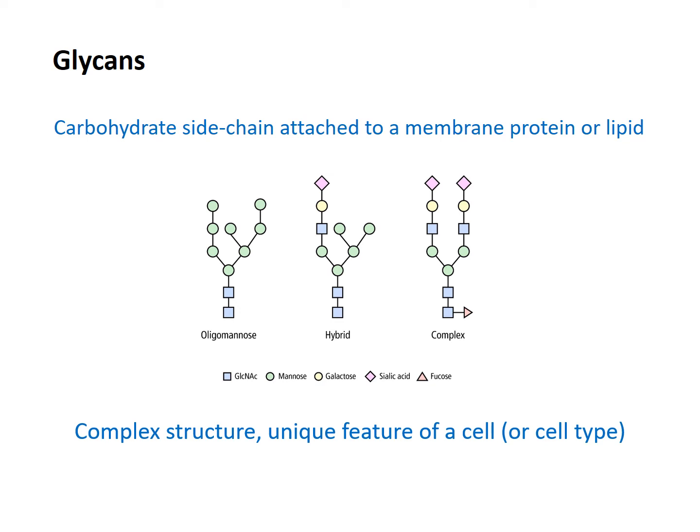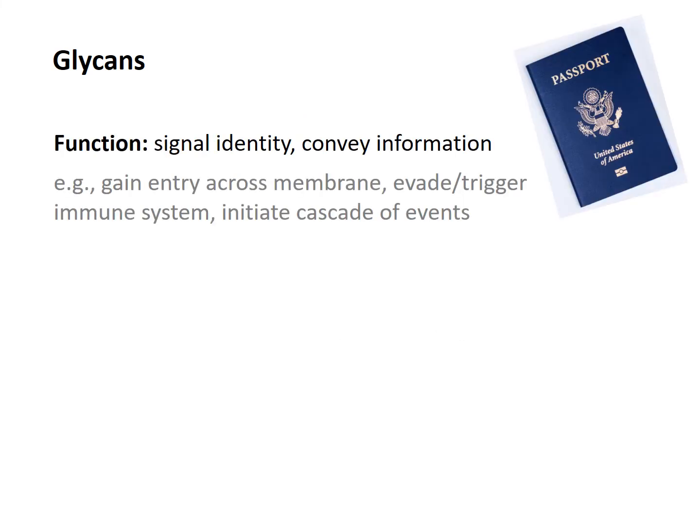In this way, your immune system can distinguish between a self cell, one that's supposed to be there, and an invading pathogen, which has its own glycans that are different from the ones all of your cells produce. So the function of glycans is signaling identity of the type of cell that it exists on, and it's conveying information the same way a passport conveys information about a person's identity and other attributes like their nationality.